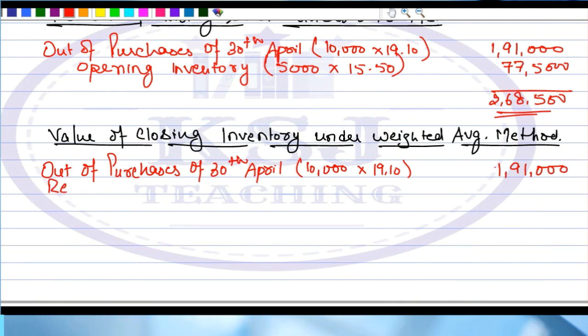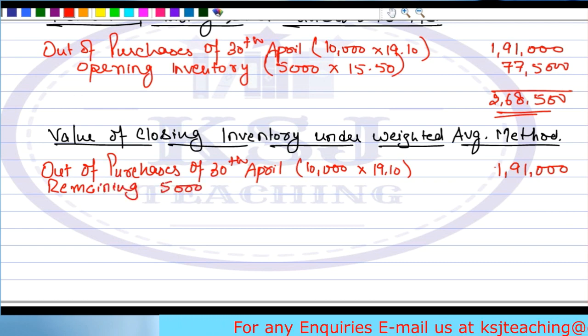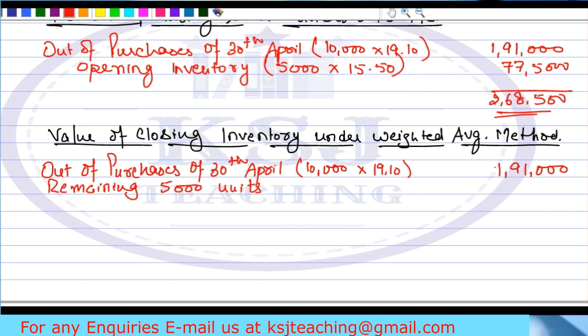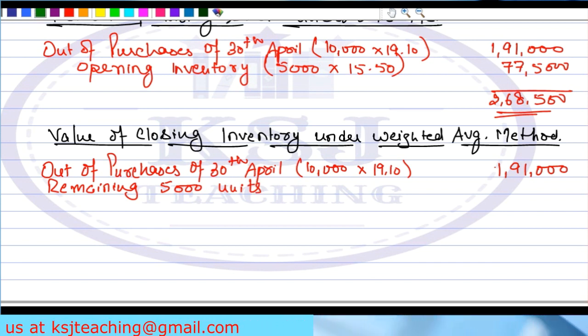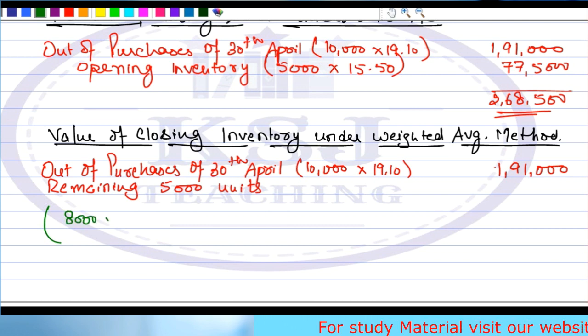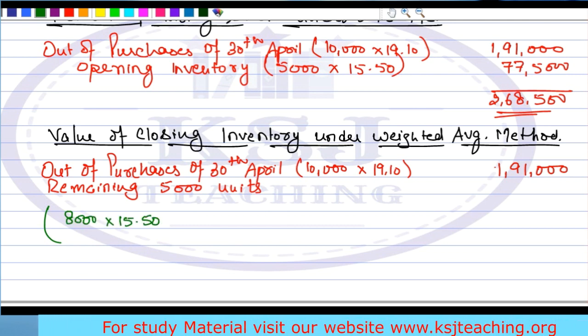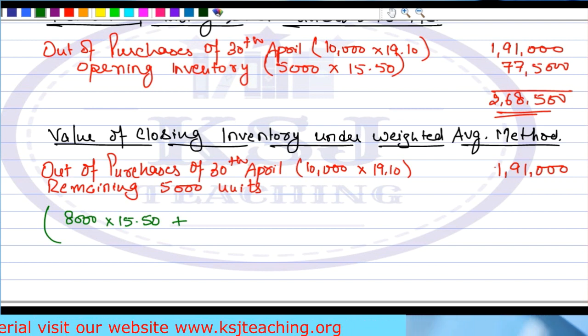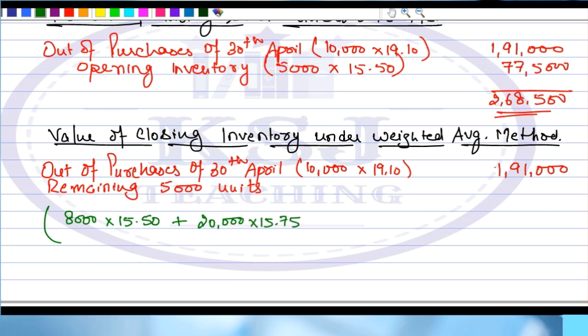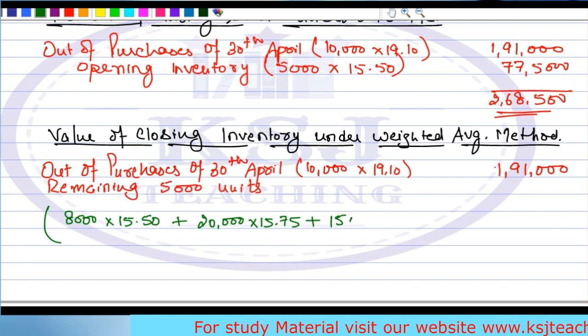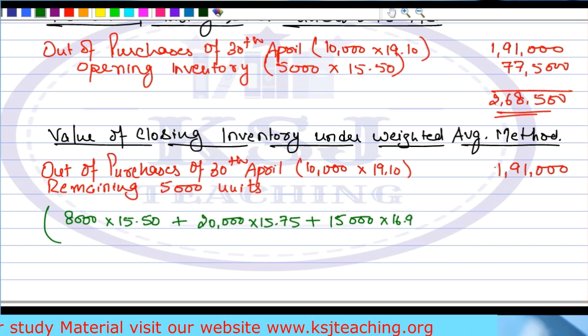Right? Remaining 5,000 units. Now, how to calculate the weighted average of this? I told you the number of units lying in the stock multiplied by the rate. So, what is the opening inventory, sir? Opening inventory is 8,000 units multiplied by 15.50, right? Plus, what is the purchases on 3rd of April? 20,000 units multiplied by 15.75 plus, sir, 15,000 units multiplied by 16.90, right?